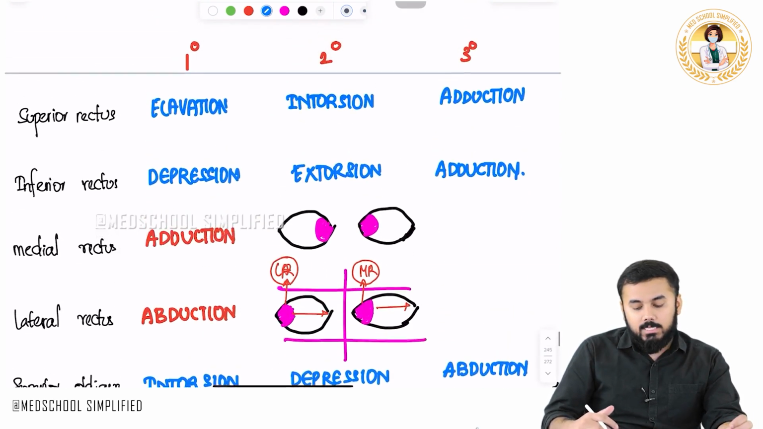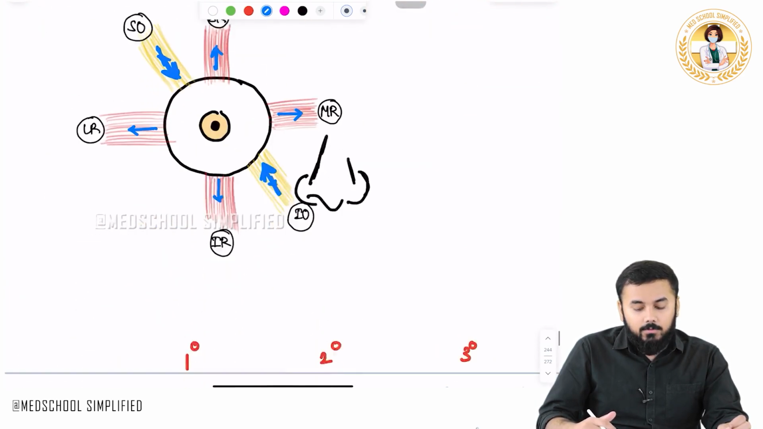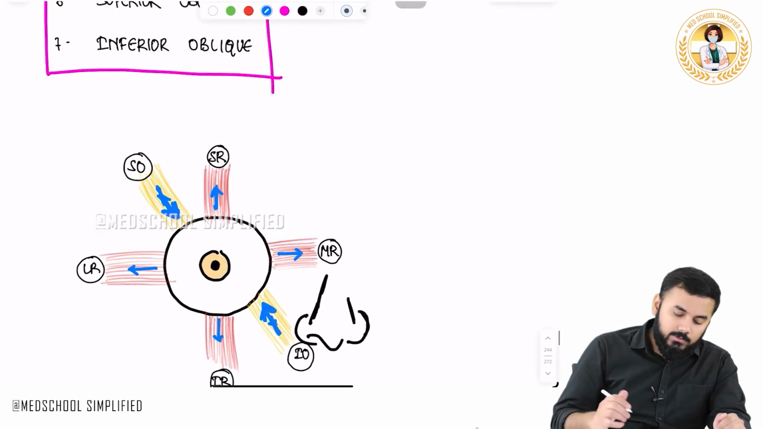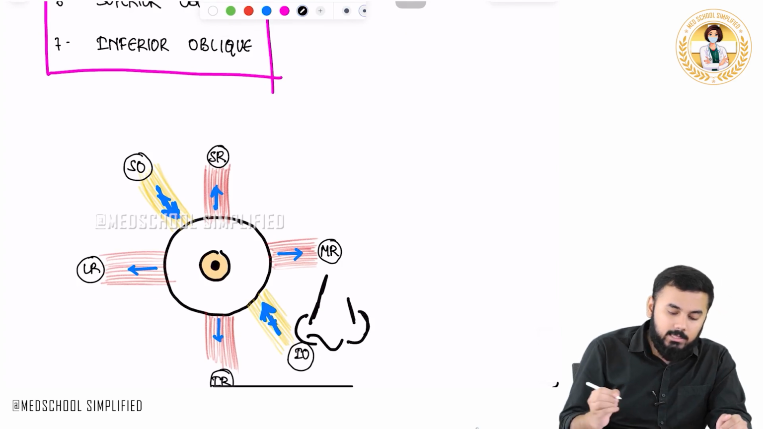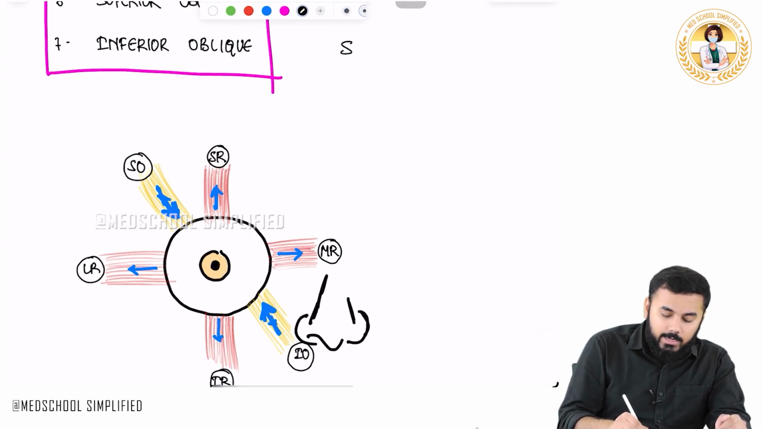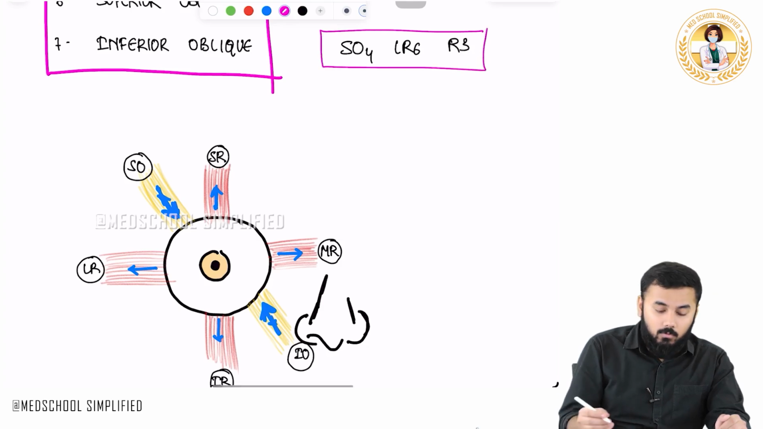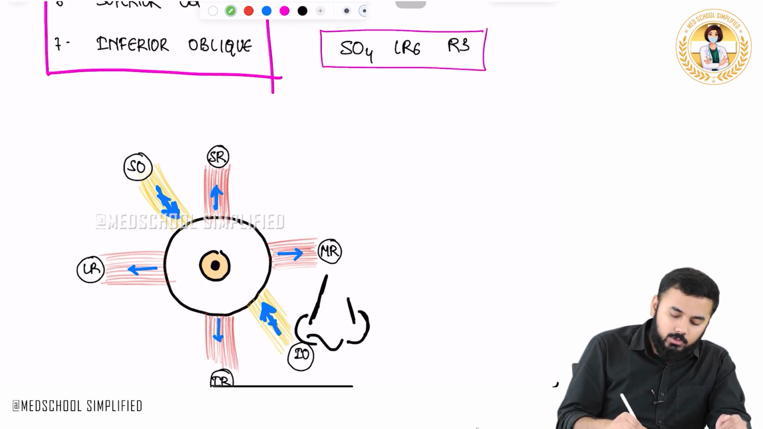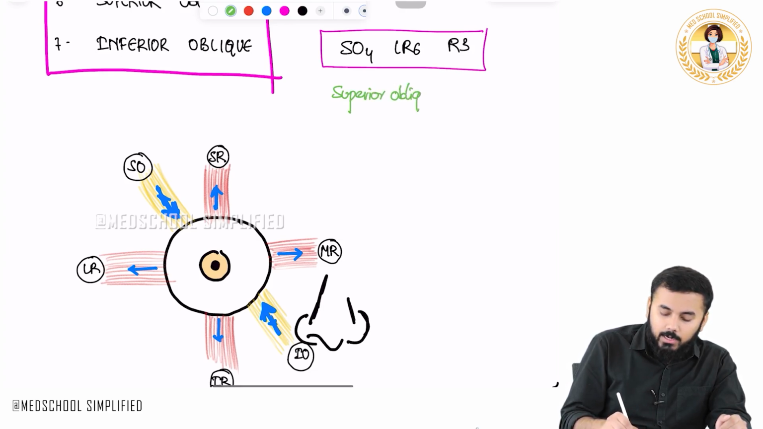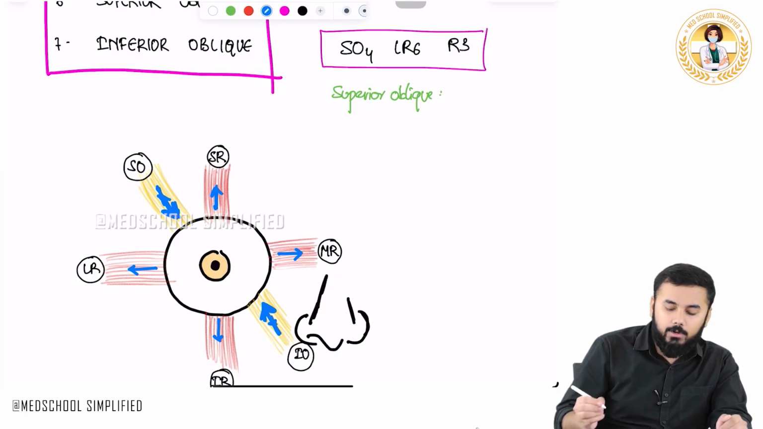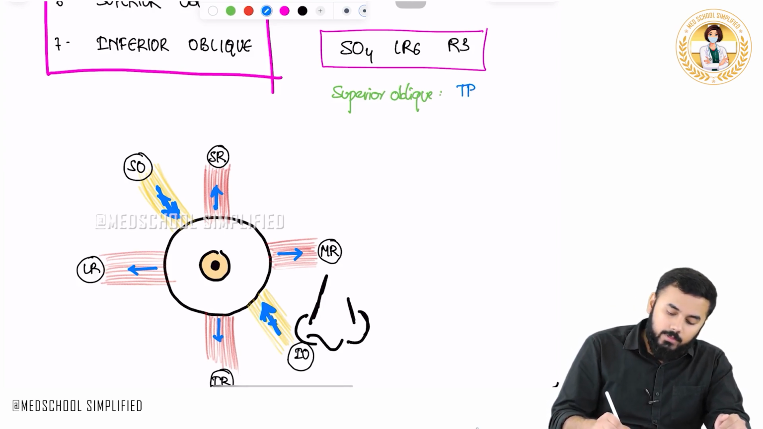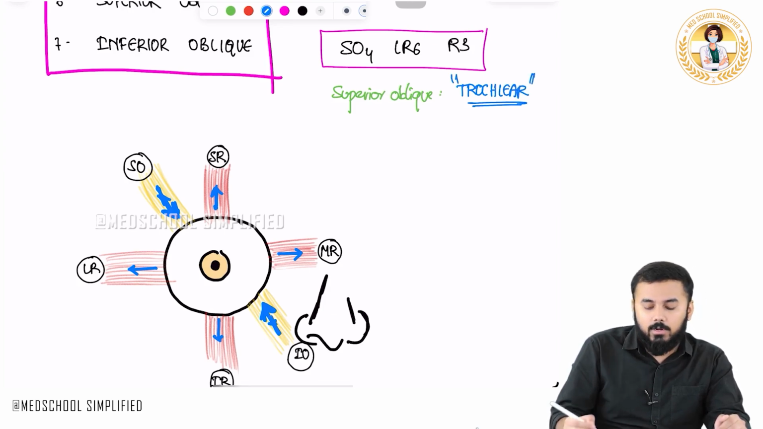Now all these muscle actions are done, but what is the nerve that is supplying these muscles? The nerves supplying these muscles are basically three. You just have to remember it as SO4, LR6, R3. What is this SO4 LR6 R3? SO4 means the superior oblique muscle is supplied by the fourth pair of cranial nerve. What is the fourth pair of cranial nerve? That is your trochlear nerve.